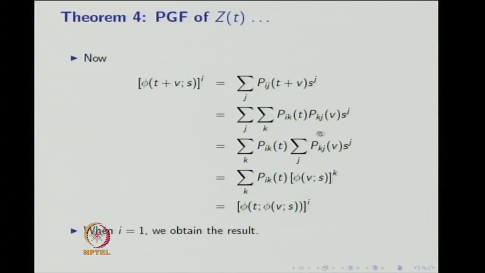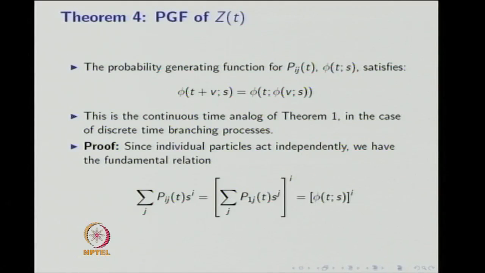We know that this is nothing but the probability generating function for p_kj(v), which is the same as psi(v, s) to the power k. And this will be written as psi(t, psi(v, s)) the whole power i. When you substitute i equal to 1, we get the result, because psi(t+v, s) is the same as psi(t, psi(v, s)).